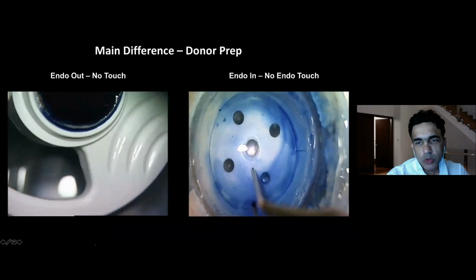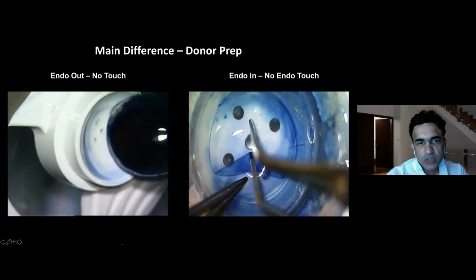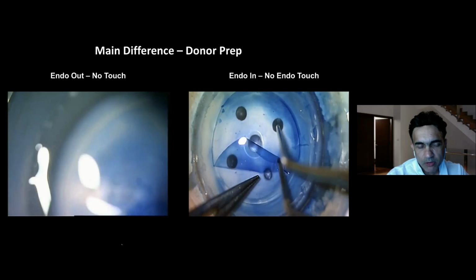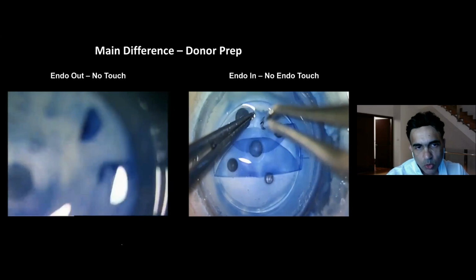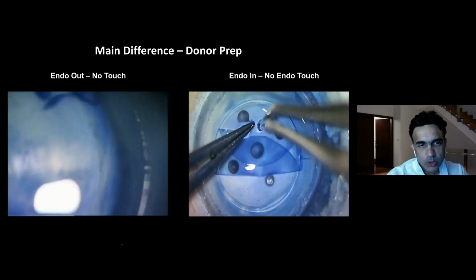Okay, and this is just showing you some of the big differences. On the left-hand side is the endothelium out technique. So typically, after the tissue has been prepared, you put it into a water bath. And once it's in the water bath, I'm using a goiter injector over here.